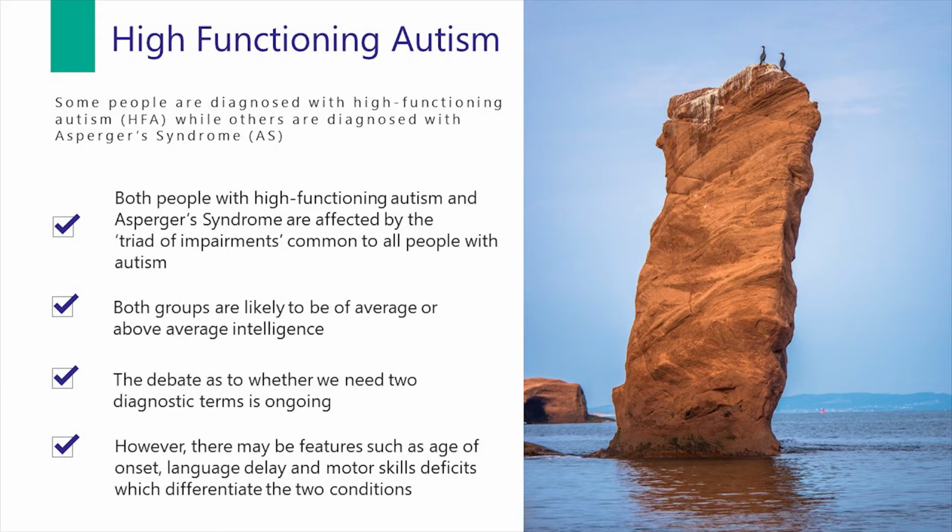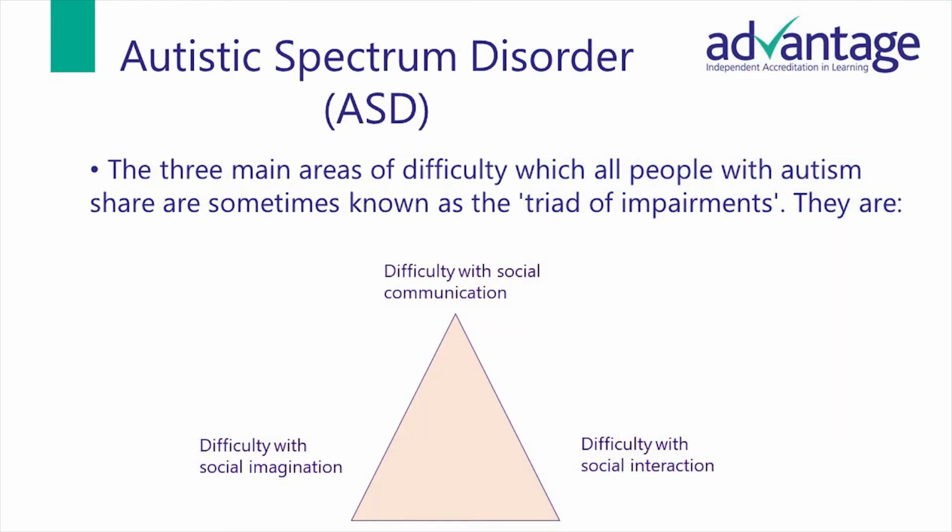Some people are diagnosed with high-functioning autism, or HFA, while others are diagnosed with Asperger's Syndrome, or AS. Both people with high-functioning autism and Asperger's Syndrome are affected by the Triad of Impairments common to all people with autism. Both groups are likely to be of average or above average intelligence, and the debate as to whether we need two diagnostic terms is ongoing. However, there may be features such as age of onset, language delay, and motor skill deficits which differentiate the two conditions. I mentioned the Triad of Impairments common to all people with autism.